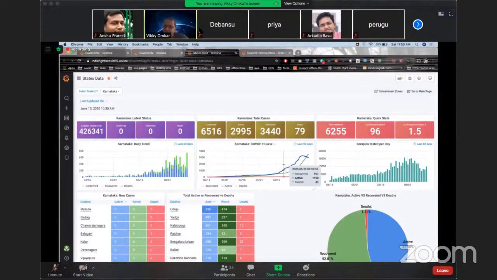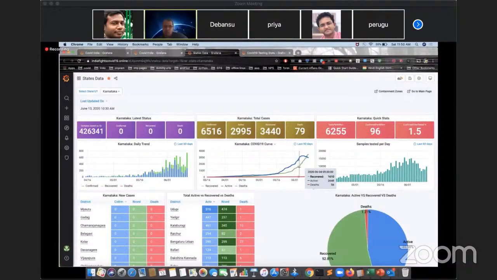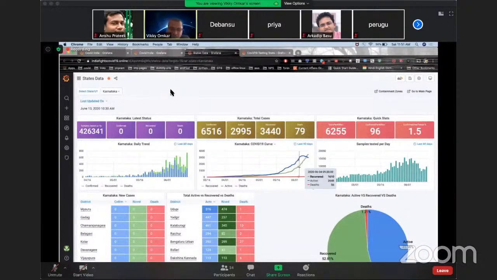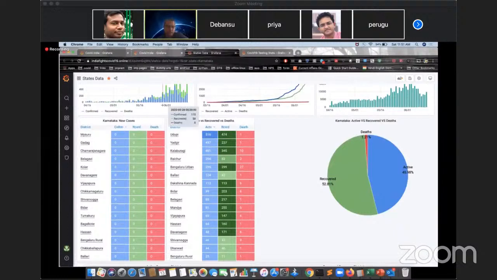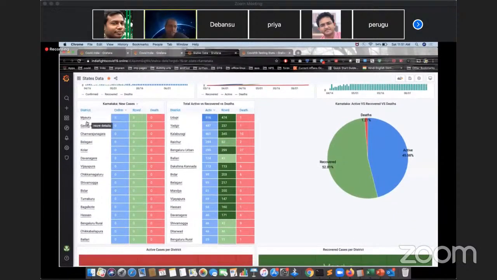And then we have this COVID curve. If you see this for different states, some of the states had actually flattened the curve, but then they had seen the second wave of COVID-19, which is again a worry. And then we have the sample testing done in a day, which says how many tests a state is doing per day. And then coming down, we have the district-wise details here.